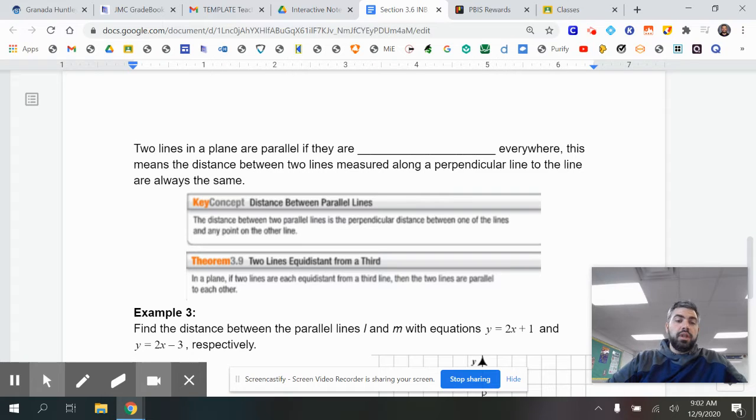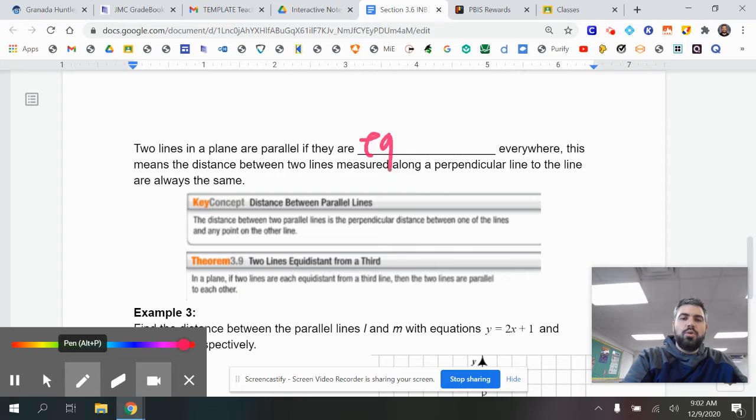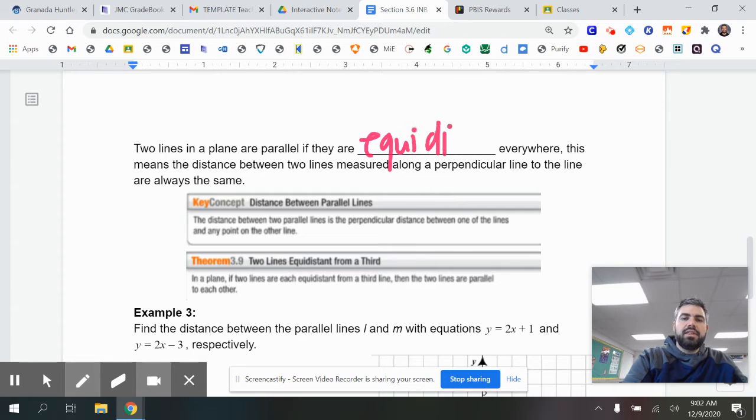So, two lines in a plane are parallel if they are, fill in the word for you, equidistant. So what does equidistant mean? Well, equa means equal, distant means length between each other, so they have to be equal length between each other the whole way. This means the distance between two lines measured along a perpendicular line is always the same.